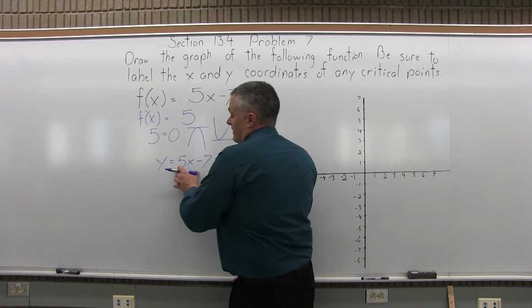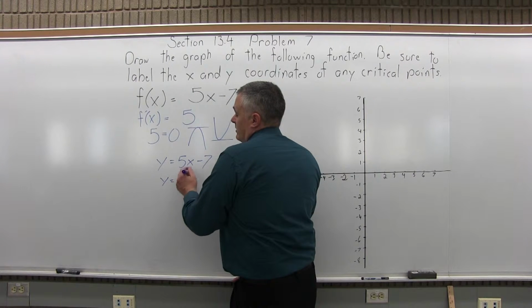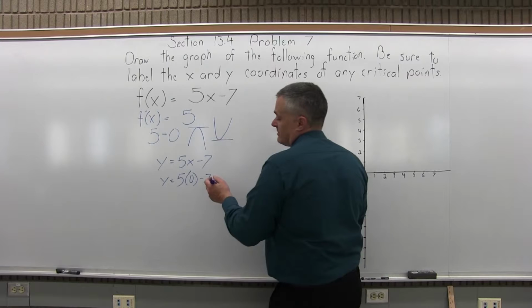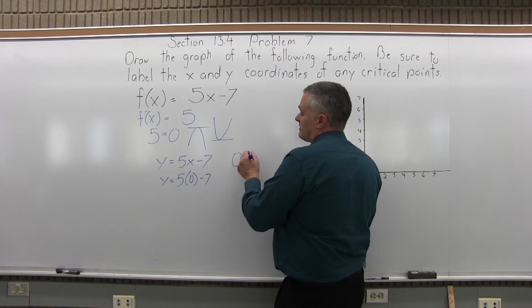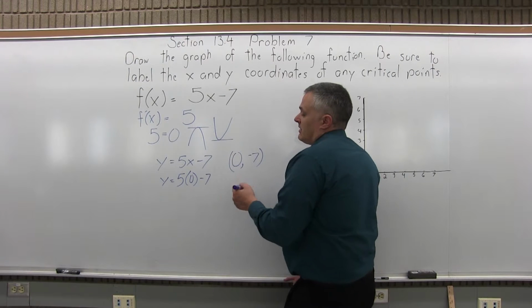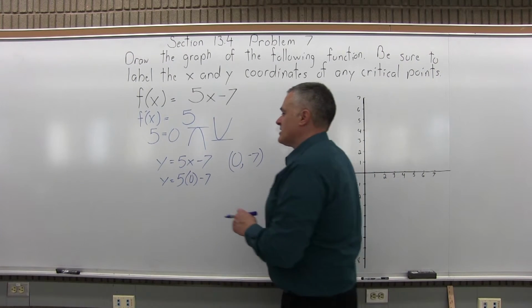So one point that's very easy to find is put in a 0 for x. Y equals 5 times x becomes 5 times 0 minus 7. So you have y is minus 7. So one point is 0 for x, minus 7 for y. And if I 0 the y, I'd get a fraction. So let's not do that.